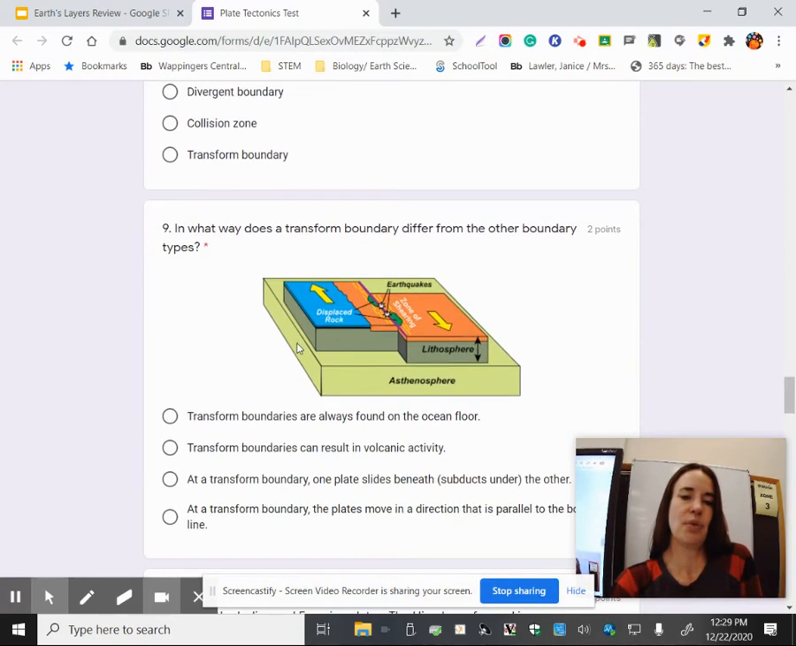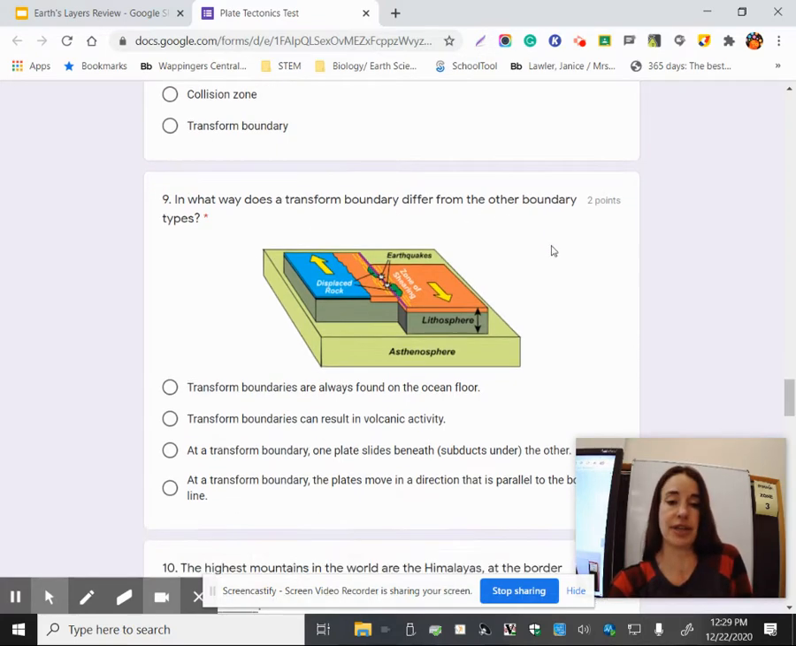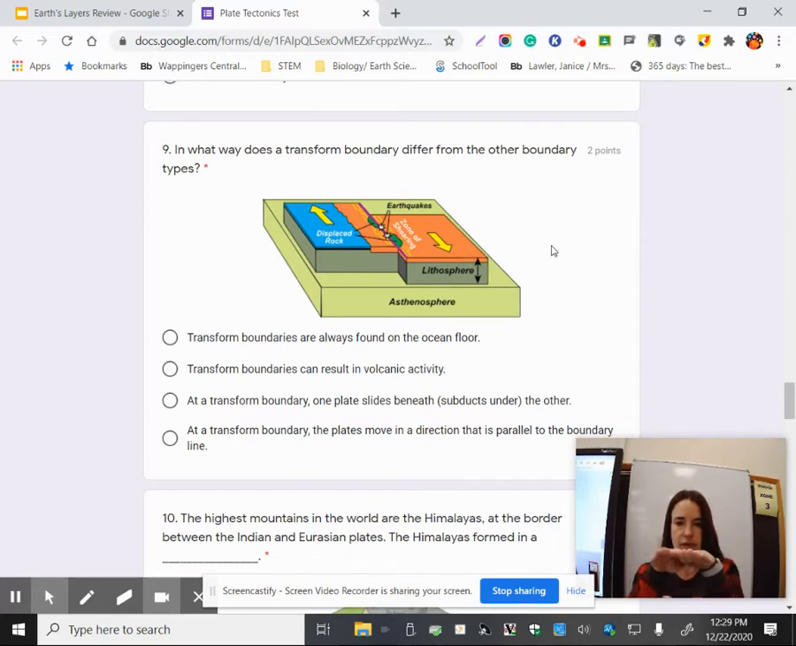Number 9, in what way does the transform boundary differ from other boundary types? Okay, so it looks like we're going back and forth on our diagram. Transform boundaries are always found on the ocean floor. Transform boundaries can result in volcanic activity. At the transform boundary, one plate slides beneath the other. Or at the transform boundary, plates move in a direction that is parallel to the boundary line.